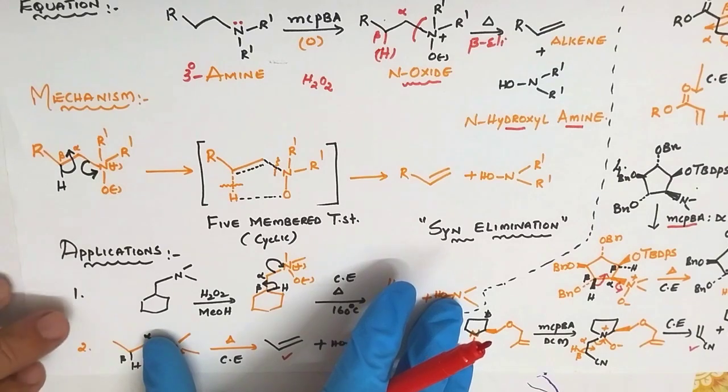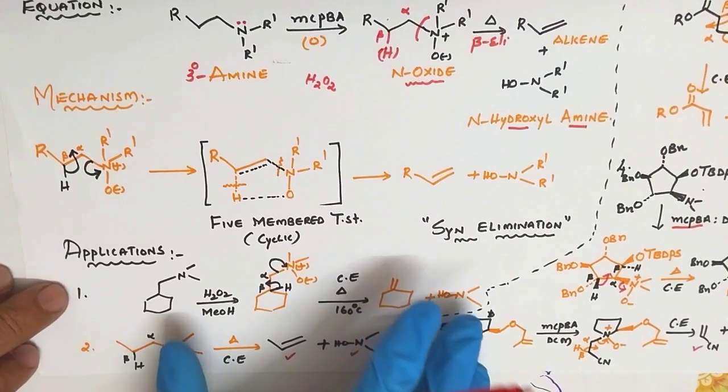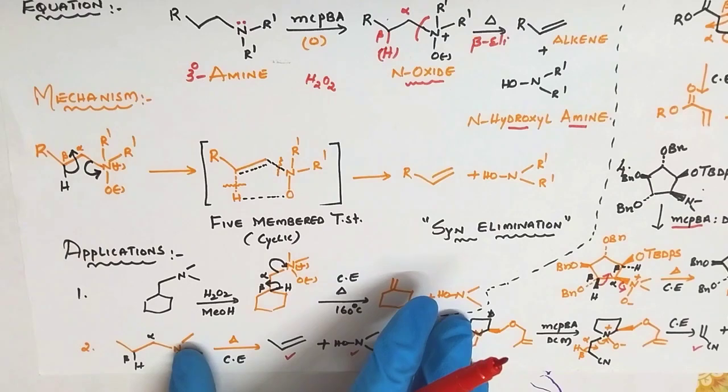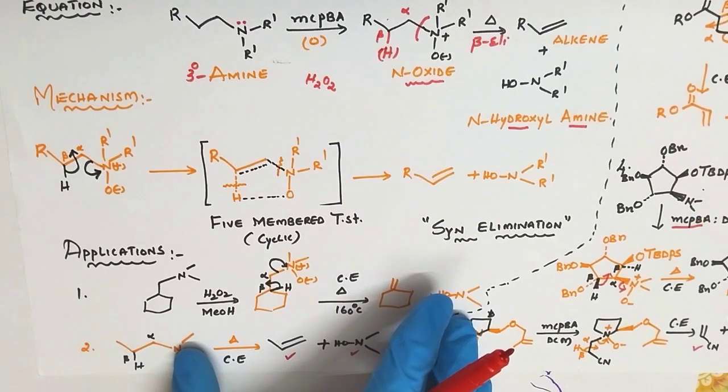Okay, we cannot observe any kind of intermediates. We will observe the transition state. That is also a cyclic transition state. That's why this is an example of a concerted mechanism.